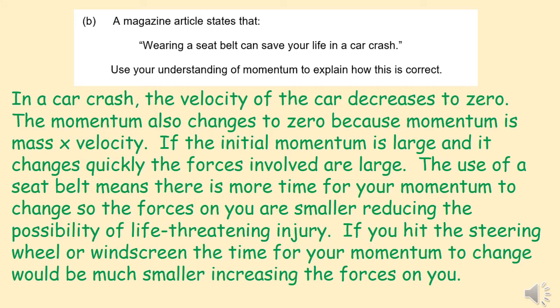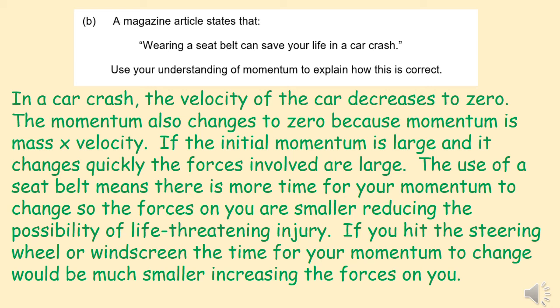So I've written that in a car crash, the velocity of the car changes to 0. The momentum also changes to 0 because momentum is mass times velocity. If the initial momentum is large, in other words, the car's going fast, and it changes quickly, the forces involved are large. The use of a seatbelt means there is more time for your momentum to change, so the forces on you are smaller, reducing the possibility of life-threatening injury. If you hit the steering wheel or the windscreen, the time for your momentum to change will be much smaller, increasing the forces on you.